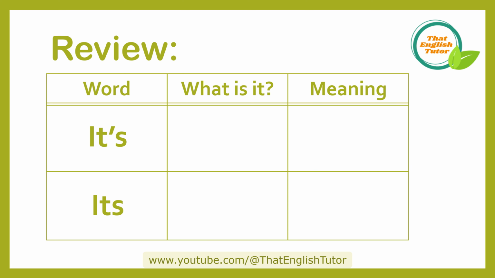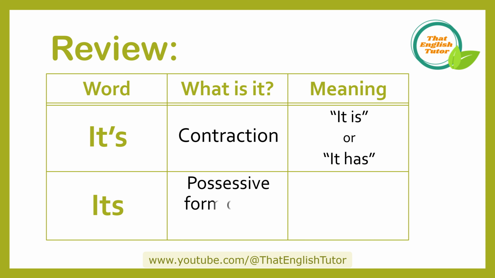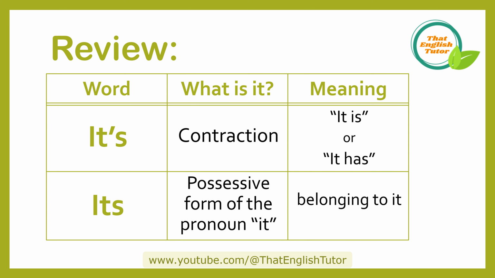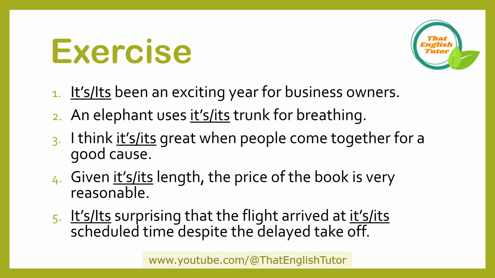Let's quickly review all that we've learned. It's with an apostrophe is a contraction or a shortened version of either it is or it has. Its with no apostrophe is the possessive form of the pronoun it, meaning belonging to it. Let's take a test to see how well you've understood the two versions of its.